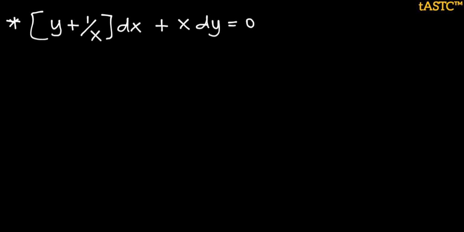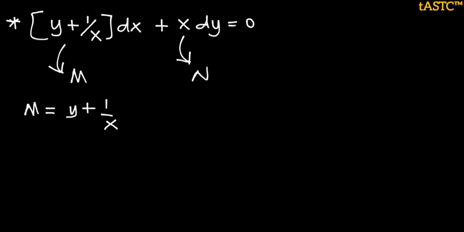So the first thing we need to do, we need to know that this is actually the m, and this is going to serve as the n. We could well do that. Now, if we want to do that, first we know that if we got m as y plus 1 over x, this is obviously going to be m, which will be equal to y divided by 1 plus 1 divided by x.